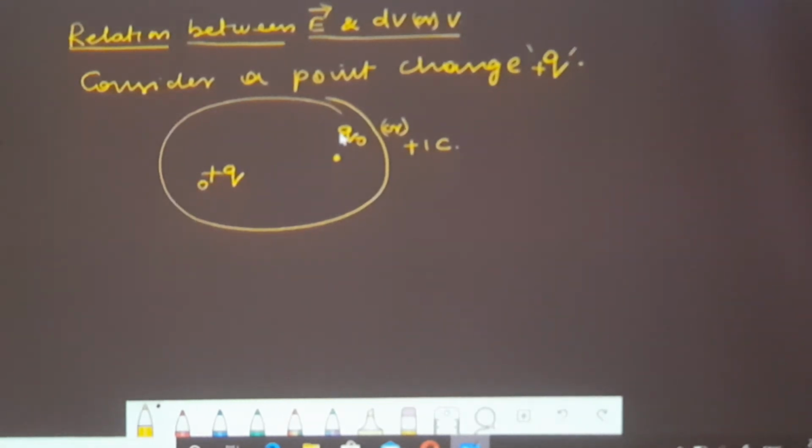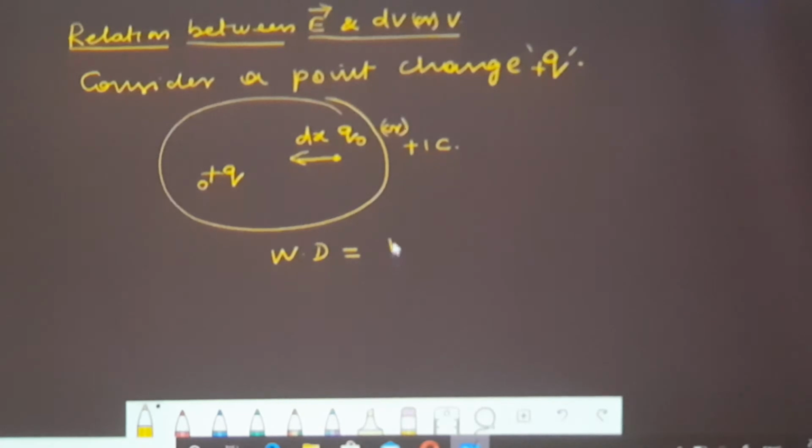Now, this test charge or unit positive charge and this point charge plus Q at this point O are experiencing a repulsive force. Now, this test charge or unit positive charge is moved towards this point charge by a small distance dx. So, work has to be done in order to move the test charge, because there will be a force of repulsion. So what will be the work done?